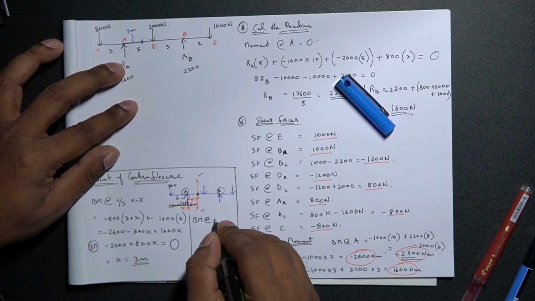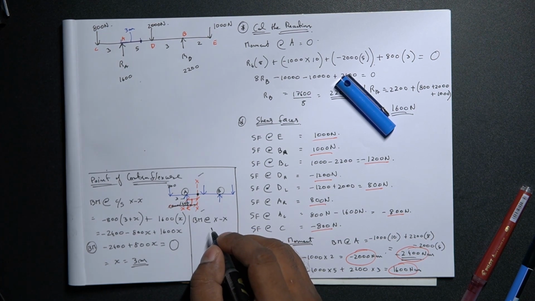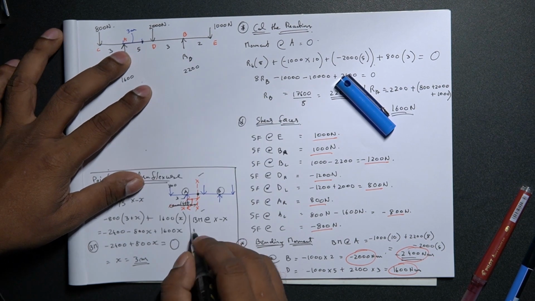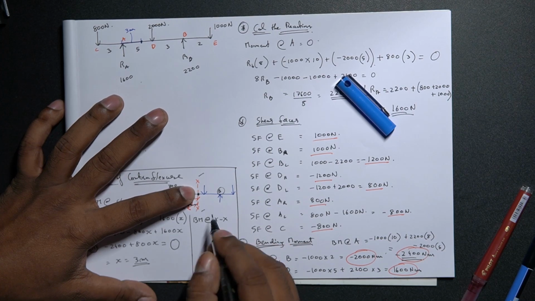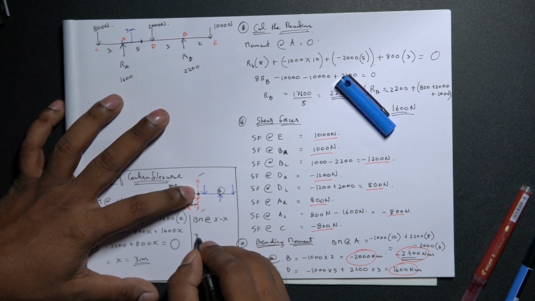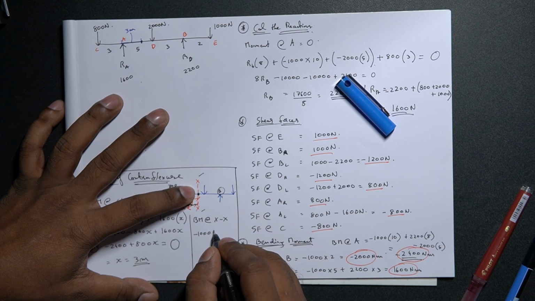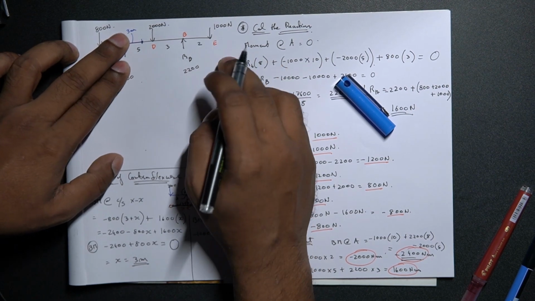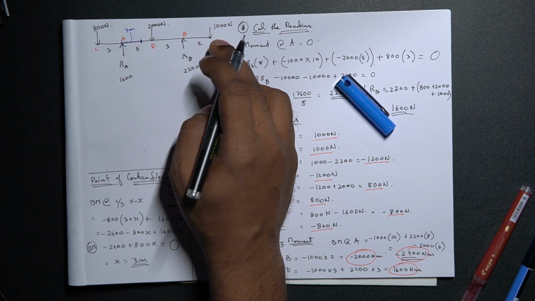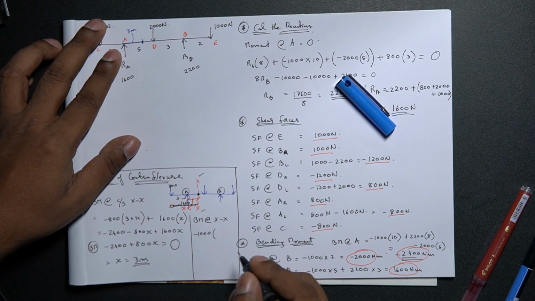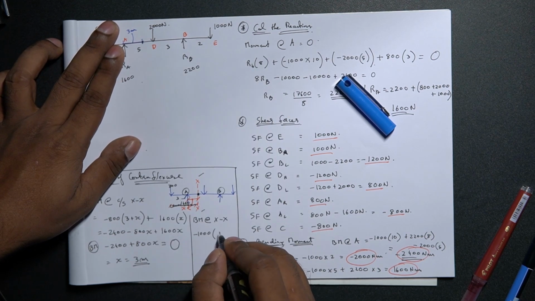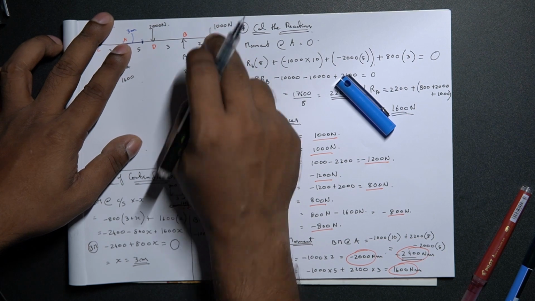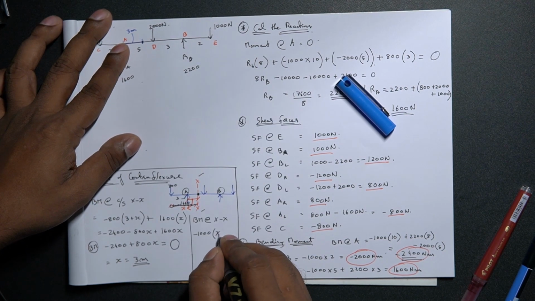Bending moment at section xx, but with respect to Rp. So if we are to consider section xx with respect to Rp, we'll be having minus 1000 times the distance, sorry, with respect to Rb, not this 1000, so this 1000.